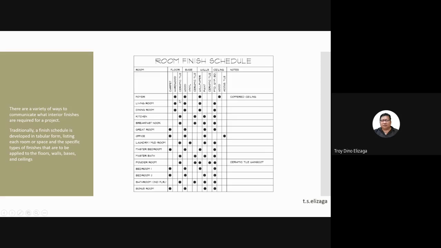So it's easier now, for example, if I'm a supplier or if I wanted to know where all the hardwoods will be located, it's easier to see here that it's located in the foyer, living room, dining room, etc. Only the three. Okay.